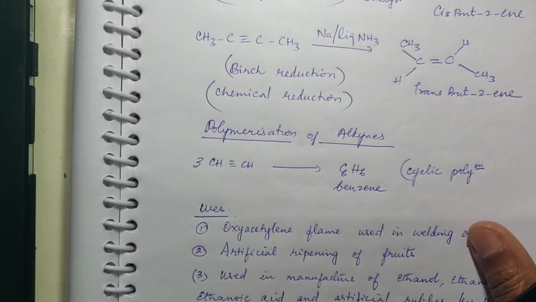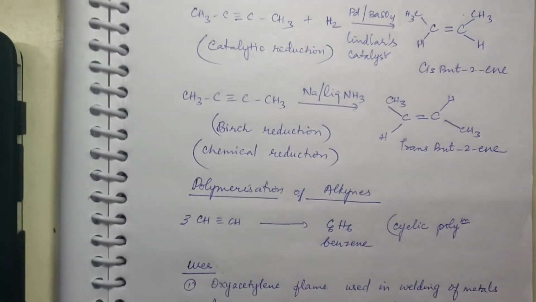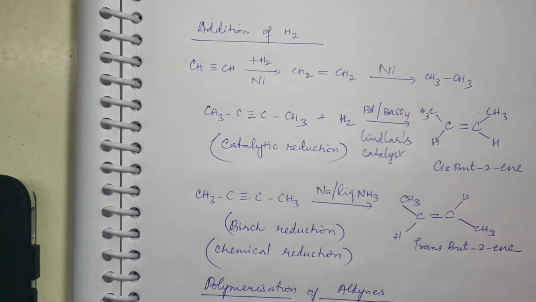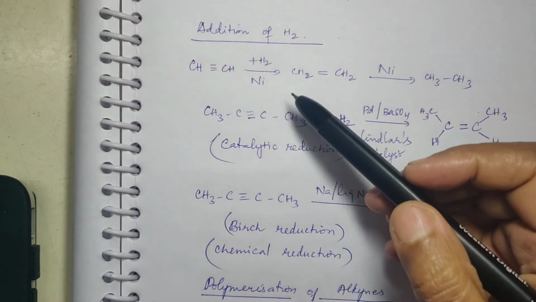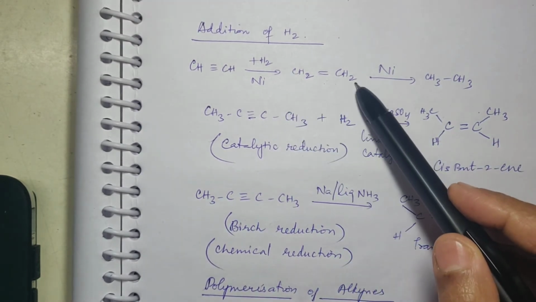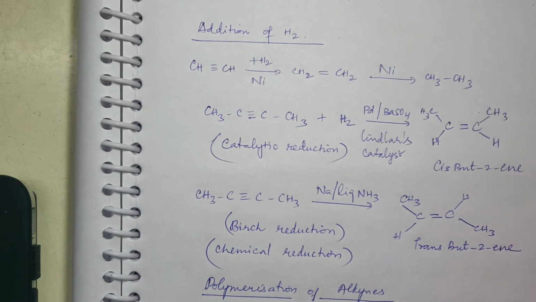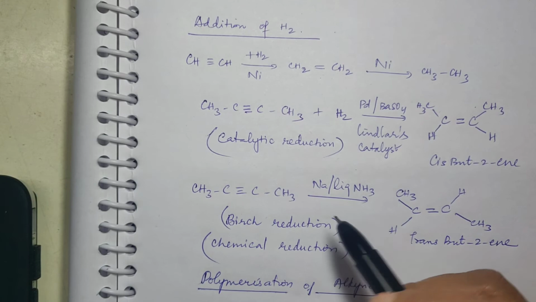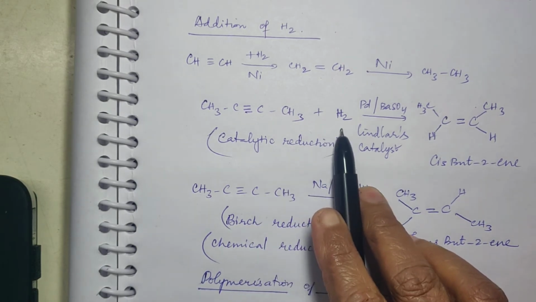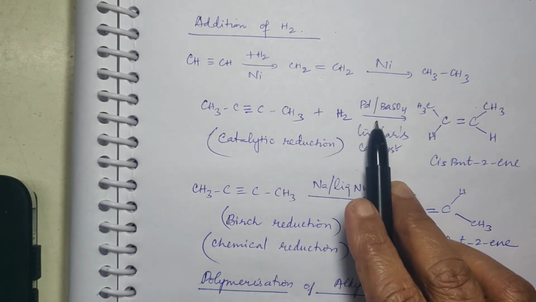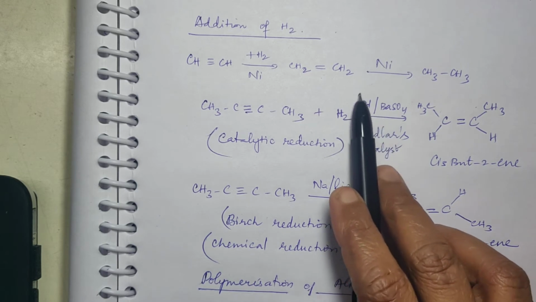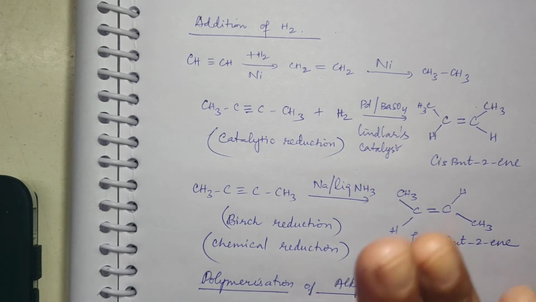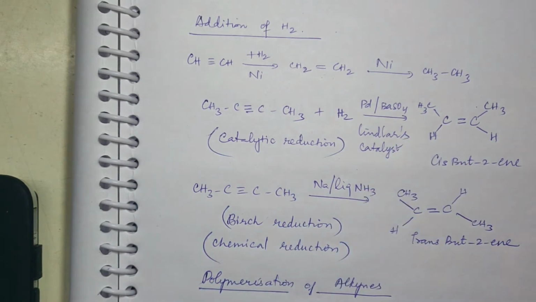The rest of the things that we have studied under alkene, same way here also. If you treat ethyne with hydrogen, you will get ethene, and this will further get reduced to ethane. Now supposing I have taken butyne, and I am treating it in the presence of hydrogen and palladium and barium sulfate. That means palladium is smeared with barium sulfate on its surface.